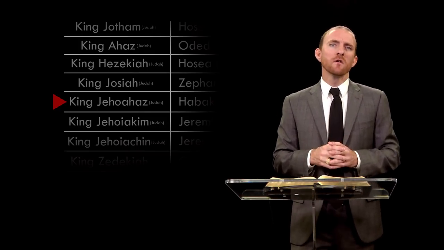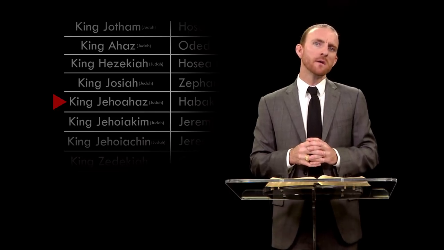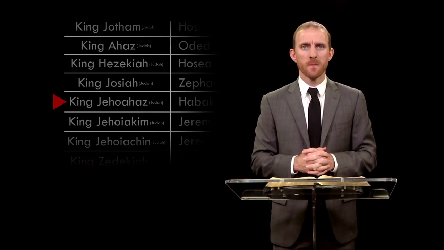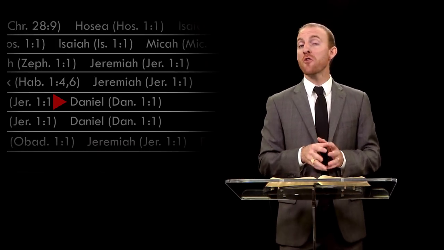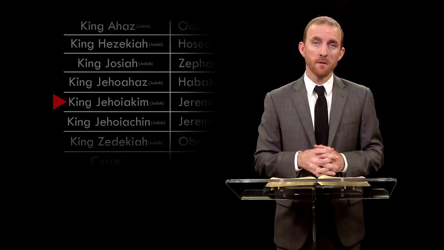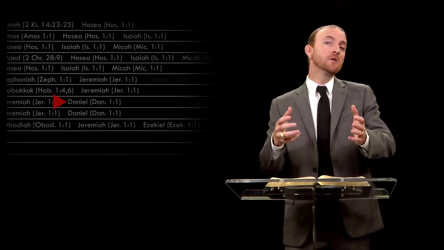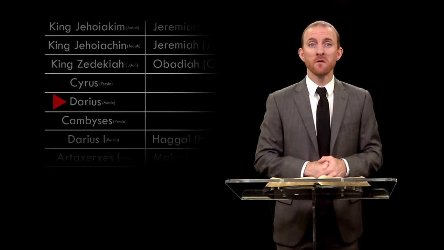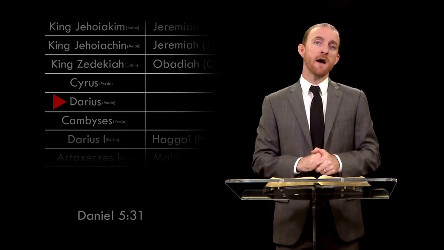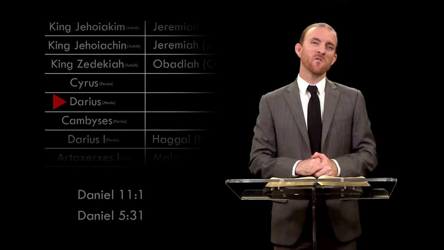Our next prophet has a very well-documented period of prophecy. The prophet Daniel would begin his account by recording events under the third year of Jehoiakim, Daniel 1, verse 1. This is where we will begin his work. Daniel will continue to serve God as a prophet all the way to the time of Darius the Mede, Daniel 5:31 and Daniel 11, verse 1.